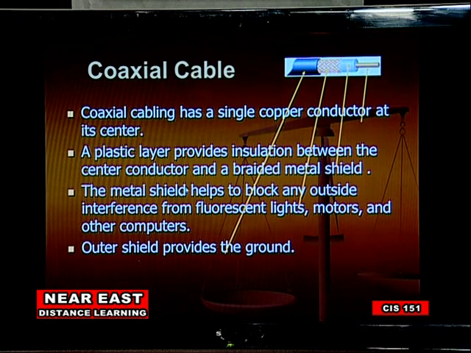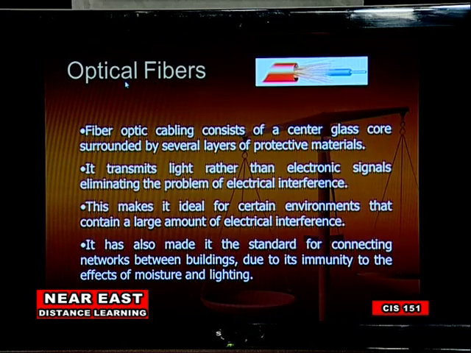And the third one will be the metal shield, which helps to block any outside interference from fluorescent lights, motors, and other computers. So this is the function. If I ask you for the function of this or this or this, you will find it here as it's pointed to each of them. And this will be the outside, which provides the ground. So this is only the cover of the coaxial cable. So cover layer, the plastic layer, and the center. This is what coaxial cable is made of.